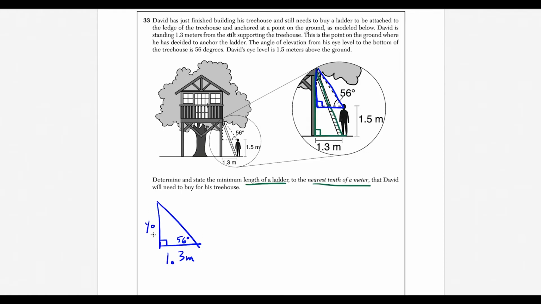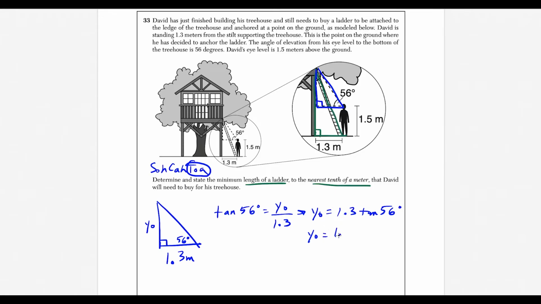So now if we want to find the length of y naught, think of the mnemonic from before, SOHCAHTOA. We know the adjacent side to 56 degrees, but we want to find the opposite side. So that's going to correspond to tangent. We can make the statement that tangent of 56 degrees is equal to y naught over 1.3. So solving for y naught, y naught is equal to 1.3 times tangent of 56 degrees. And this we could just type in a calculator, and I'll go ahead and round this.